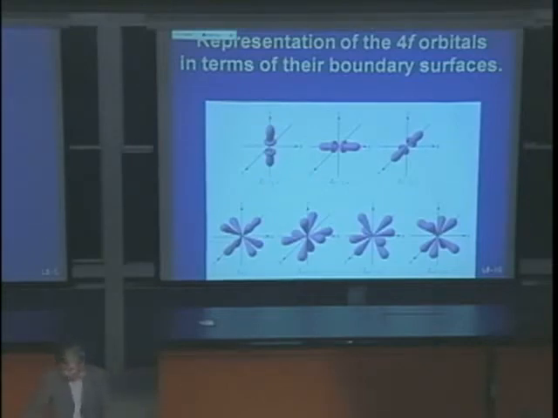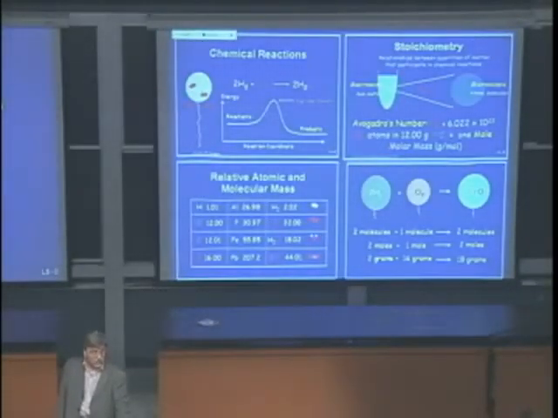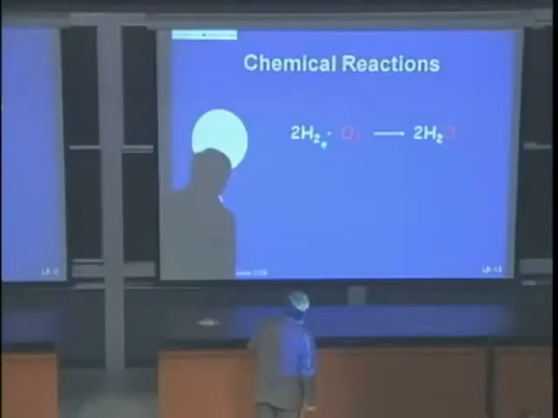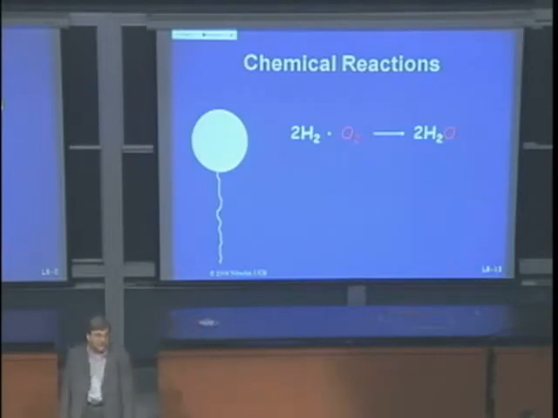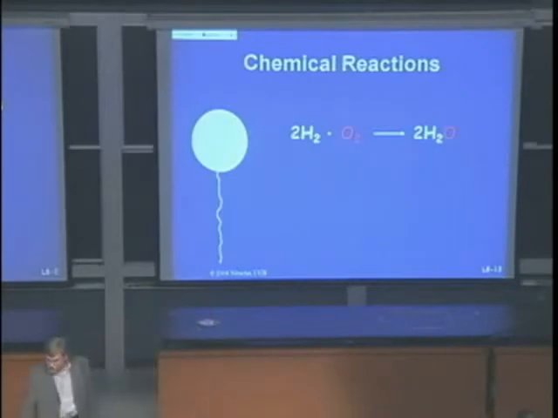So let's go to lecture 1 topics. We had lecture 1 where we blew up these balloons. We had hydrogen and oxygen react to water, and you needed to have the right ratio, the stoichiometric ratio, to completely react the hydrogen with the oxygen. So you needed 2 parts of hydrogen and 1 part of oxygen. In this case, we used volumes, actually, it was very easy to do. We get 2 parts of water. Now you know we need 2 moles of hydrogen and 1 mole of oxygen to give 2 moles of water, all right? So chemical reactions have to occur in stoichiometric ratios.